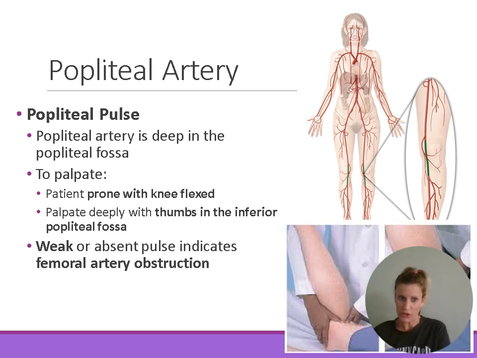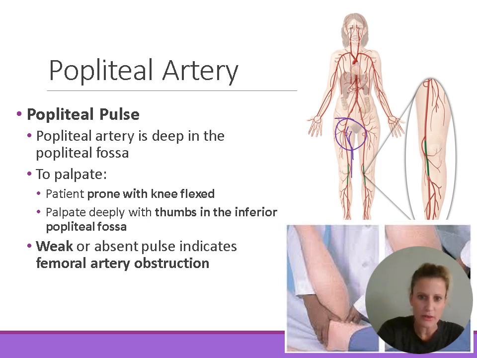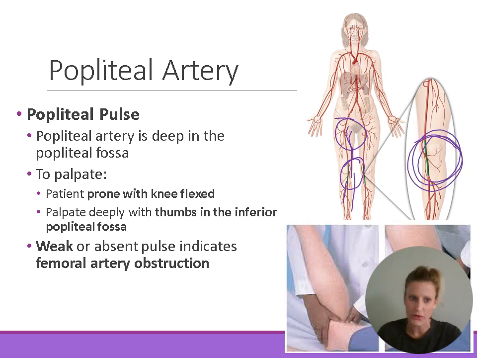The popliteal artery is an extension or a continuation of the femoral artery. So you can see, for example, the femoral artery starts in the inguinal area, and it comes along the medial side of the femur and then wraps around the back of the femur. The femoral artery turns into the popliteal artery at the back of the knee, and then it continues down until it becomes the posterior tibial and anterior tibial arteries. Here you can see the section of the vessel that is the popliteal artery.